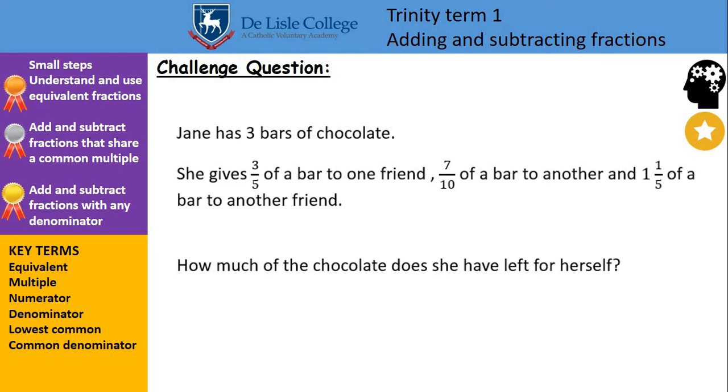Jane has 3 bars of chocolate. She gives 3/5 of a bar to one friend, 7/10 of a bar to another, and 1 1/5 of a bar to another friend. Okay, so we've got a mixed fraction in there now. How much of the chocolate does she have left for herself? So I'd like you to pause the video now and have a go at that. If you're a little bit unsure, in about 10 seconds, I'll put up a hint for you as well, and then we can see how we did.